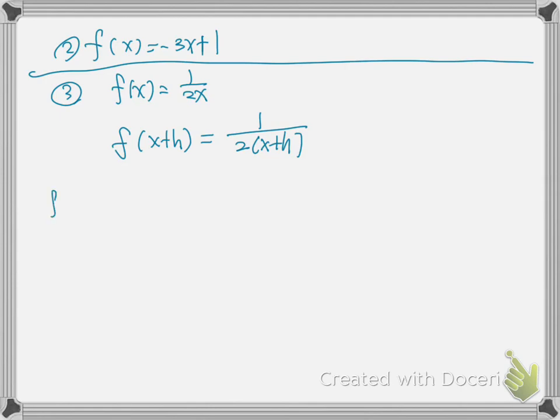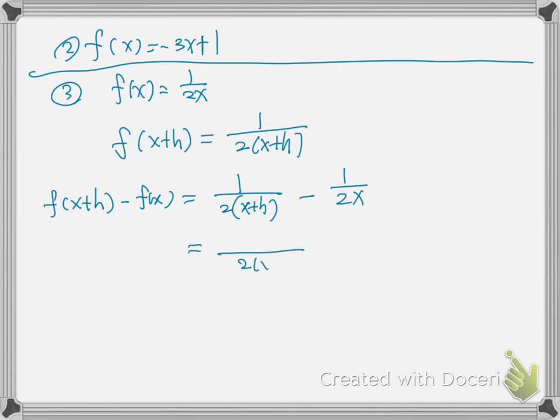Then for our quotient, f of x plus h minus f of x will be 1 over 2 times x plus h, minus 1 over 2x. In this case, we need a common denominator, because for subtraction we don't have like fractions. So what's the common denominator? The common denominator is 2 times x plus h times x. The first fraction is multiplied by x, the second fraction is multiplied by x plus h, then you get the common denominator.